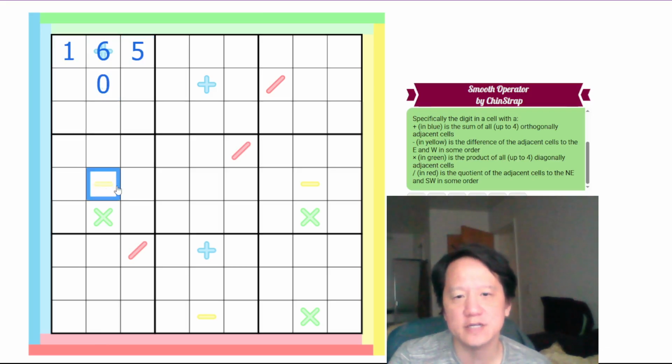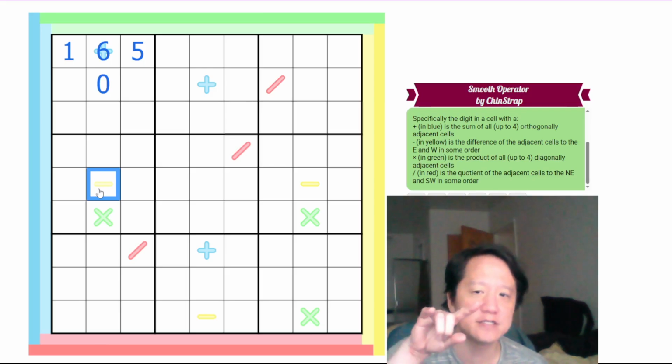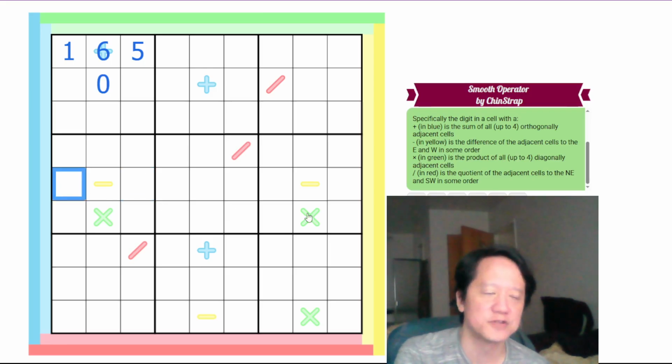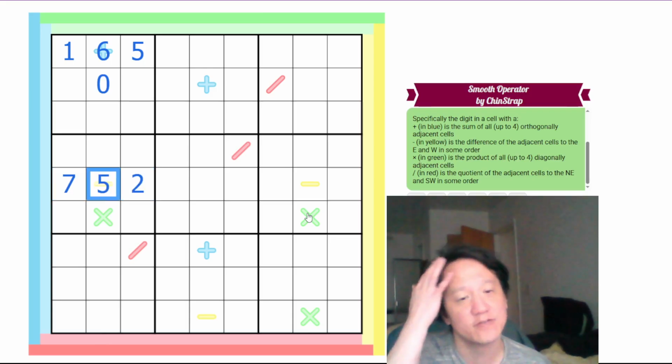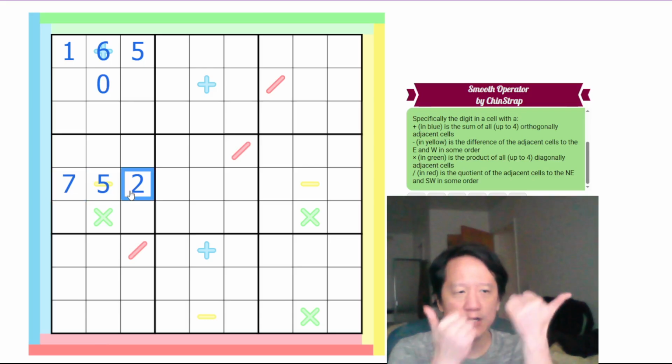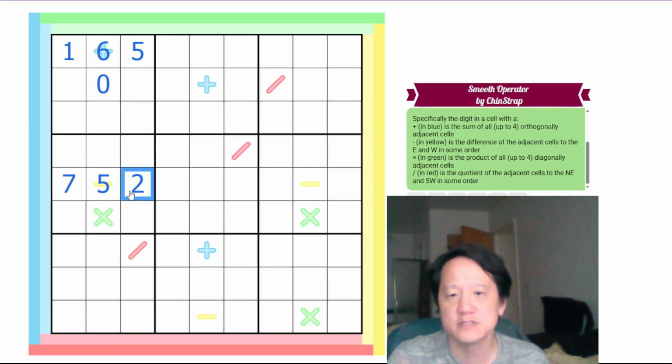The minus in yellow, so the pluses are in blue, the minuses are yellow, is the difference of the adjacent cells to the east and west in some order. So this must be the difference of these two digits. So for example, say this was 7 and this was 2, this would have to be 5 for that to work, because this is the difference between the two digits that are east and west of the cell.